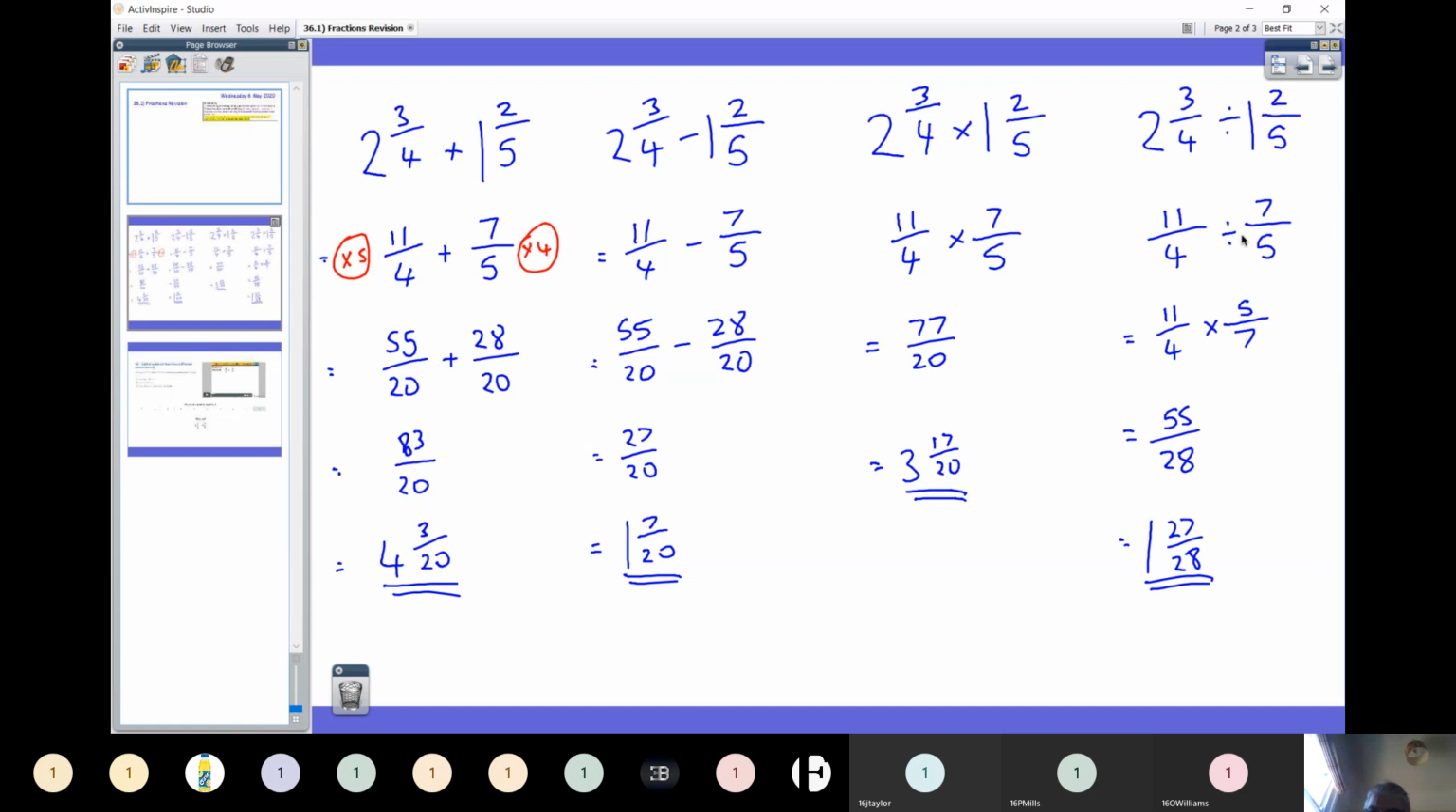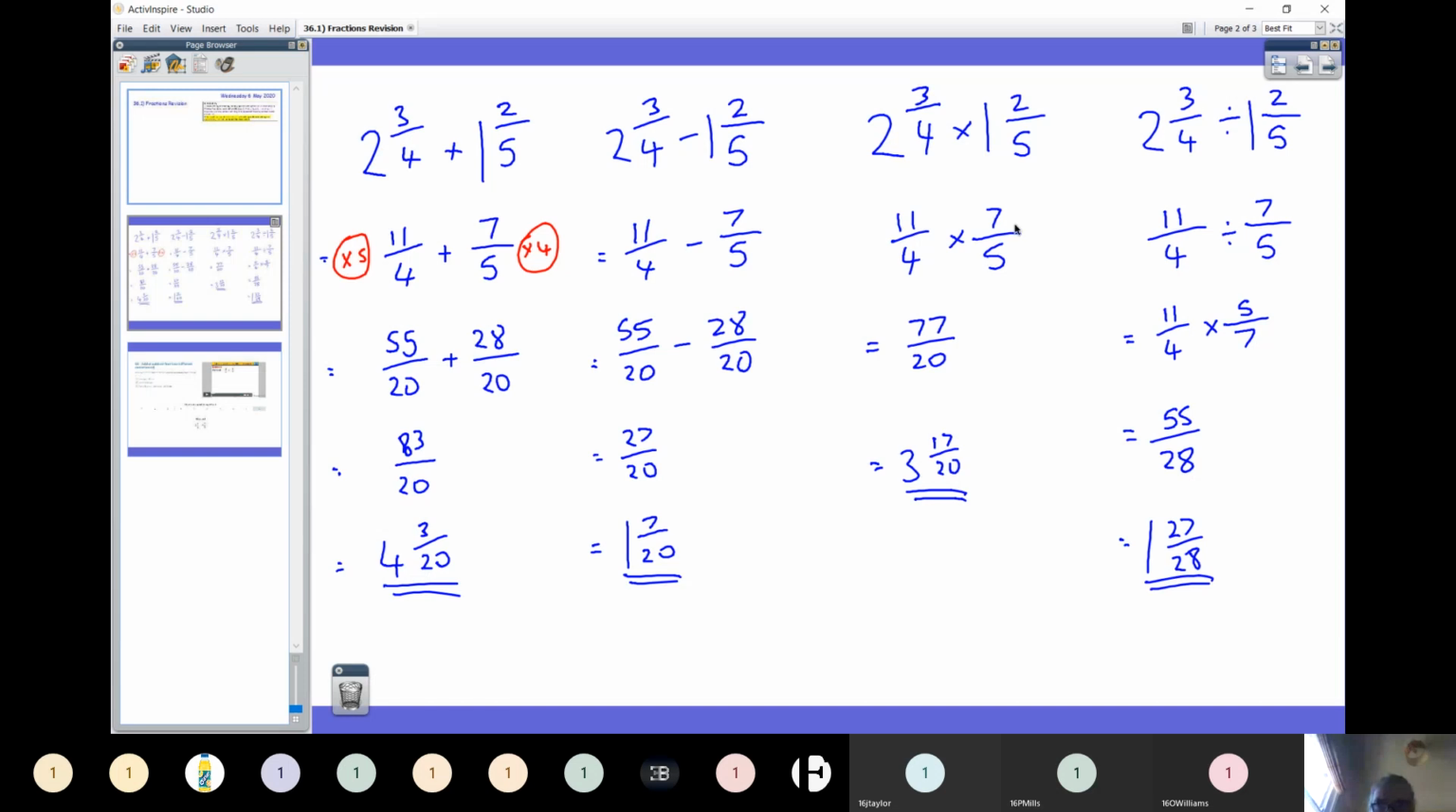So 11 over 4 divided by 7 over 5 is the same thing as 11 over 4 multiplied by 5 over 7. So we've kept the first fraction the same. We've changed the sign from division to multiplication, and we've gone and switched over the second fraction. Now, once you've converted it to one of the easy ones, you're away. 11 fives are 55, 4 sevens are 28. It's just top times top, bottom times bottom, one of the easy ones. And 55 over 28 is 1 whole and 27 28ths.